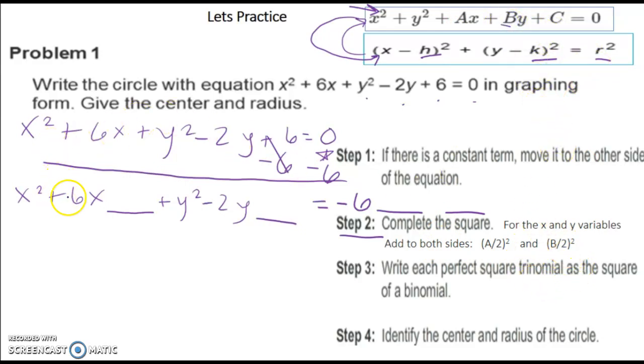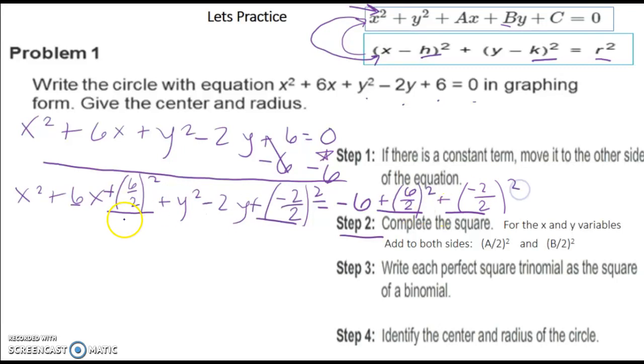What that looks like for us is 6 divided by 2 squared. Remember, you have to add it to both sides, and we're adding, let me put my plus sign here, or else it changes the equation if you don't add to both sides. So make sure you add to both sides. And then for y, it's negative 2, so plus negative 2 divided by 2 squared. And then we just simplify.